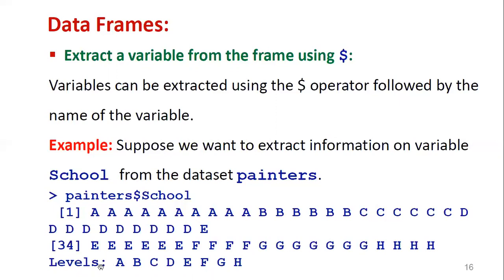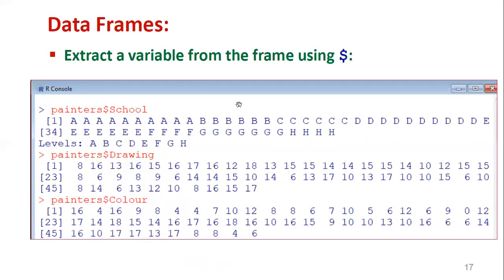Then levels, A to H, unique levels in alphabetical order by default. Like that, even painters$drawing and composition values will be displayed. Now you can see that we executed these here. First, painters$school. The school is the factor variable. It displays its factor values followed by the levels.